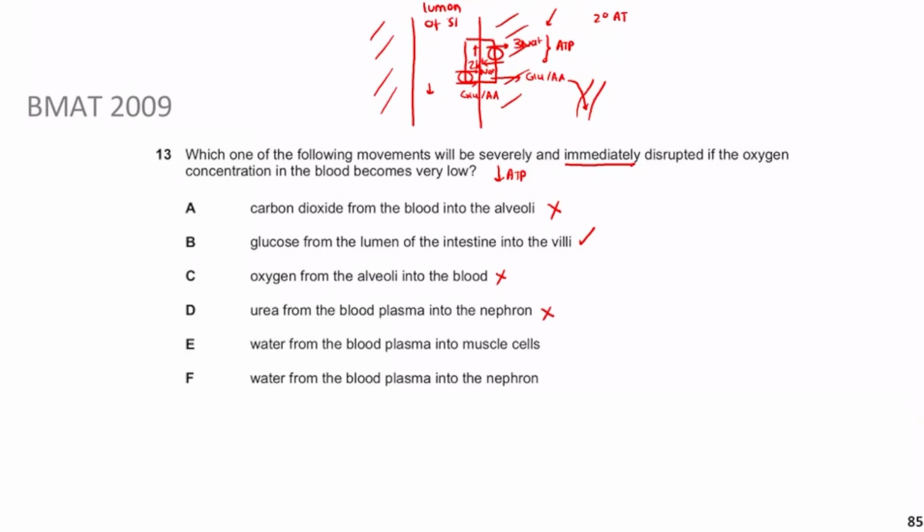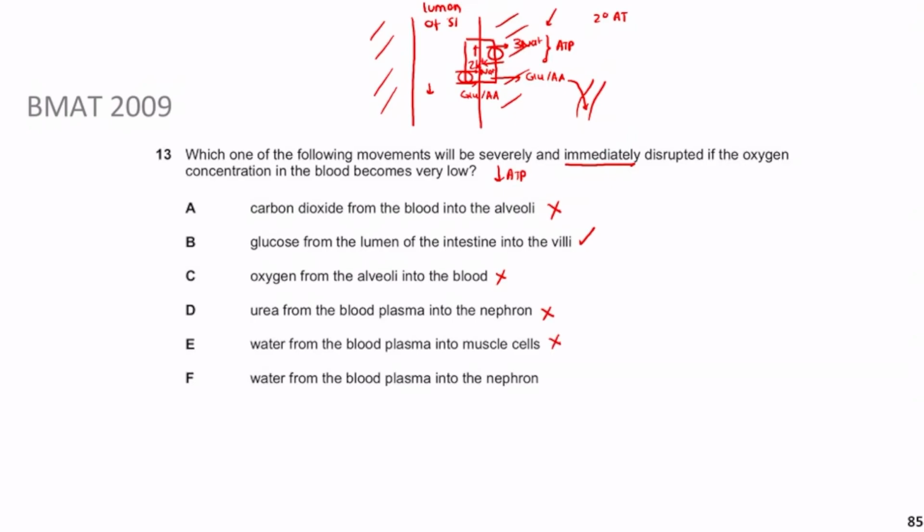And then it says water from blood plasma into muscle cells, right? So remember, guys, water just moves. So water would just move through osmosis, isn't it? And osmosis is a passive process. It's basically diffusion, but for water. So this wouldn't be affected in this case. So it can't be this one.